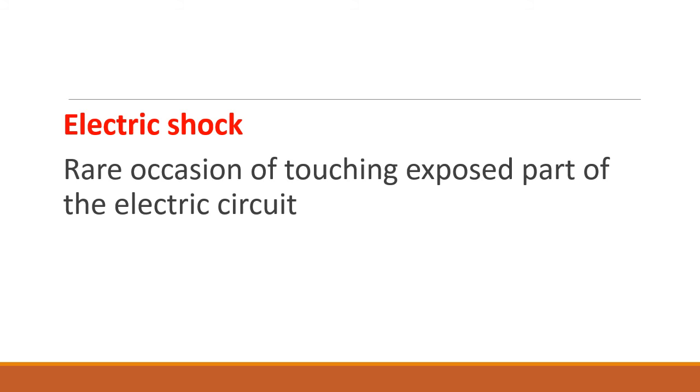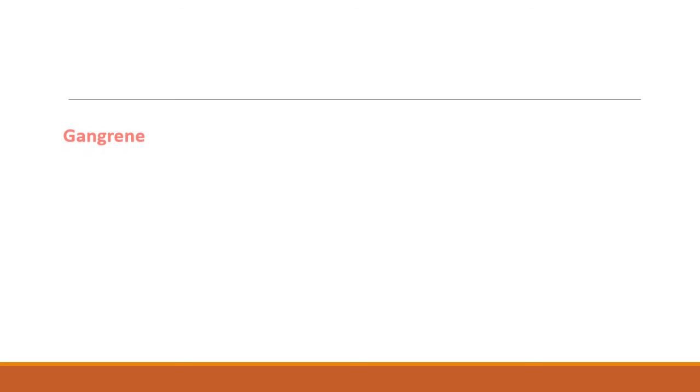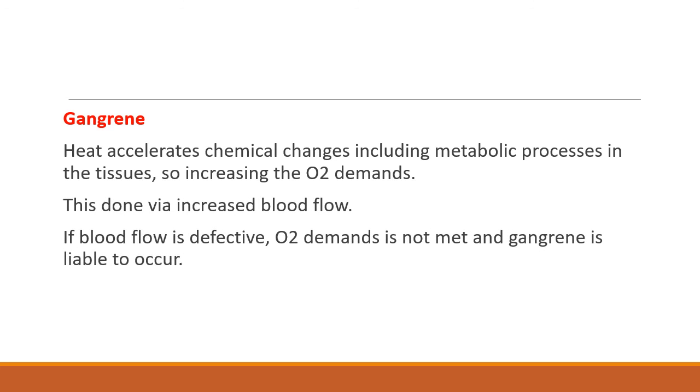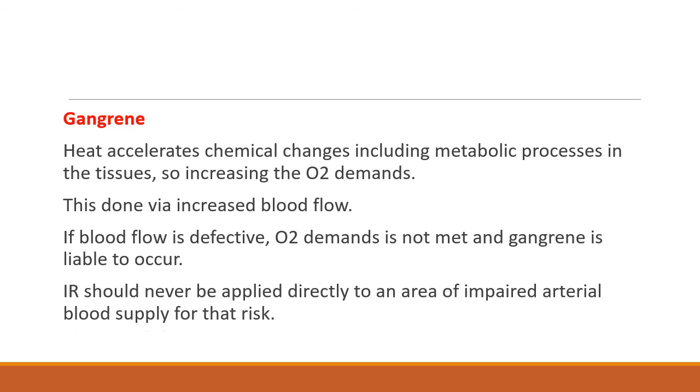Second is electrical shock, on the rare occasion of touching an exposed part of the electric circuit. Third, gangrene. How does gangrene happen as a complication or danger of infrared? Heat accelerates chemical change, including metabolic processes in the tissue, so increasing the O2 demand. This is met via increased blood flow. If blood flow is defective, O2 demand is not met and gangrene is liable to occur. Infrared should never be applied directly to an area of impaired arterial blood supply for that risk.